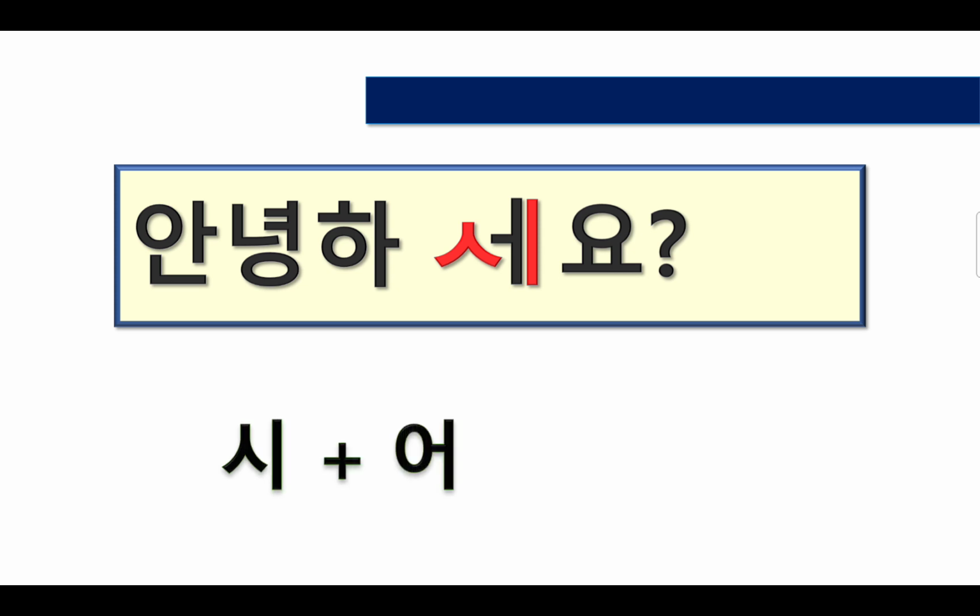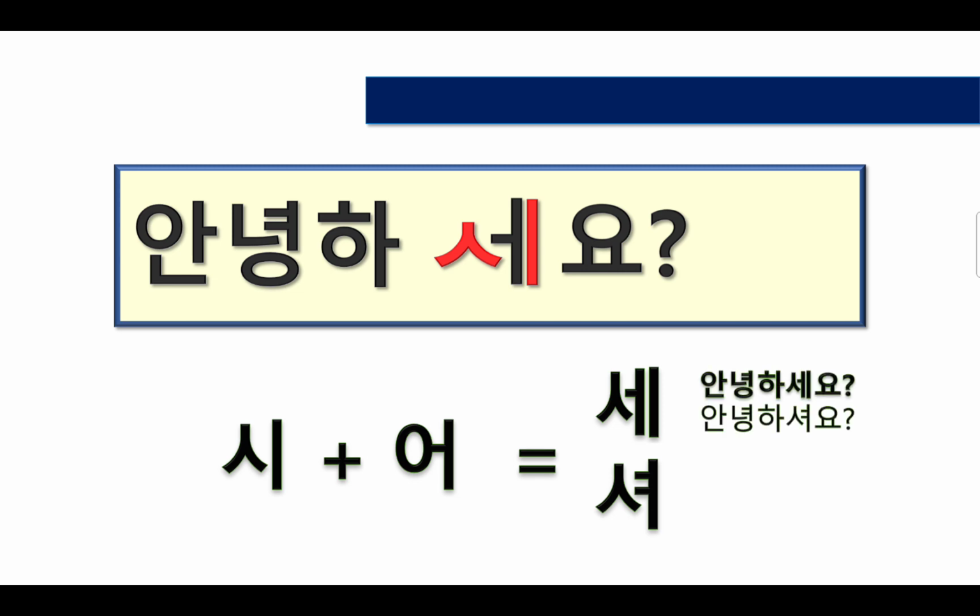So 시 plus 어, what is the result? 세, right? But we also learned 마시다. 마시 is a 시, dark vowel, so we put 어요. 마시어요 together becomes 마셔요. Okay, so 셔 is possible. 셔 is also possible. So 안녕하세요 and 안녕하셔요 are both okay, but I think 99% we use the first one, 안녕하세요. Very rare, but we also can say 안녕하셔요. It is possible, but the first one is correct.